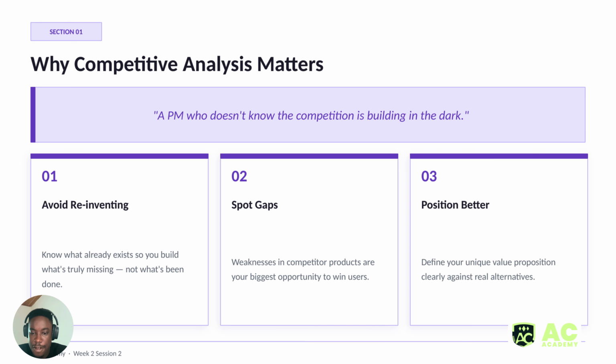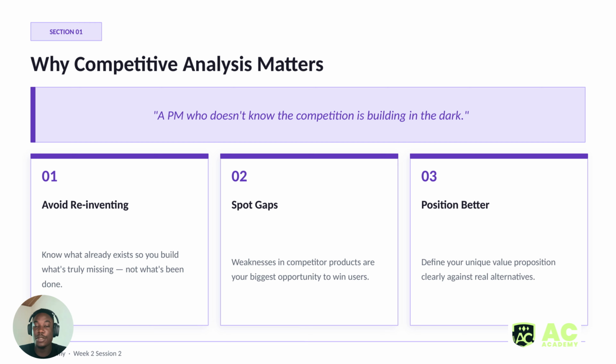First of all, we are going to treat why competitive analysis matters. Here is something I want you to write down: a product manager who doesn't know the competition is building in the dark. Before you build anything, you need to know what's already out there, not just to copy it per se, but to understand what's missing. Competitive analysis helps you do three things.